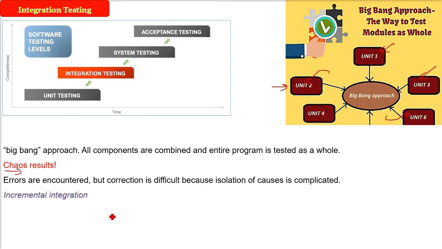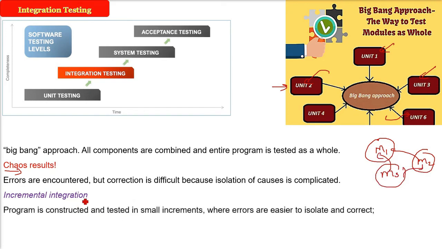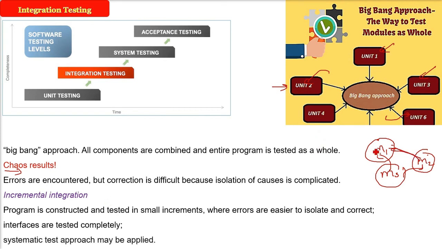So the best way is to use incremental integration. What does it mean? We take one module, combine it with some subordinate module, and then check for integration testing. When it is done, we add one more or a few more and then check for the interfacing and other problems we mentioned. So the program is constructed and tested in small increments, because here the errors are easier to locate, isolate and correct. So interfaces are tested completely when you add the modules incrementally and check the components. This is a systematic test approach that may be applied, and should be applied.